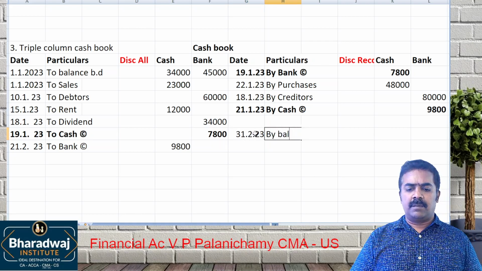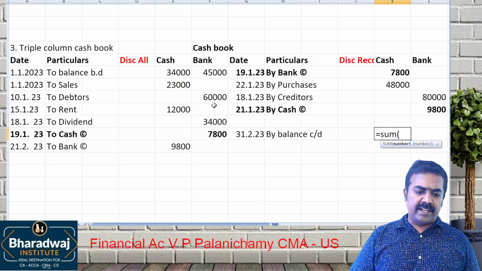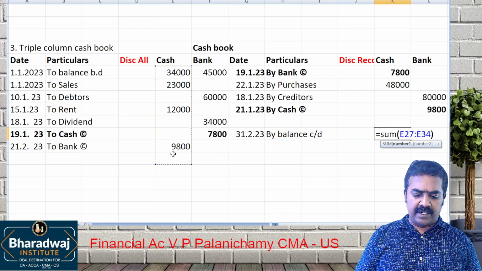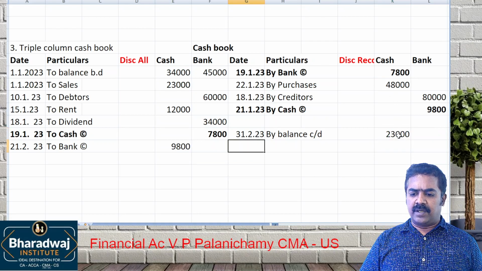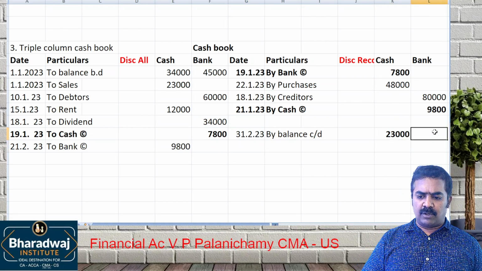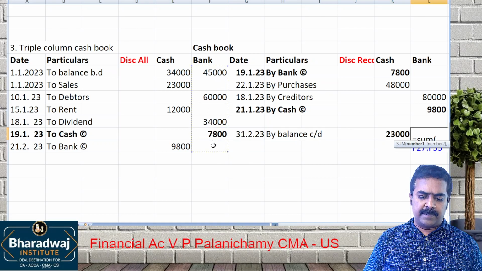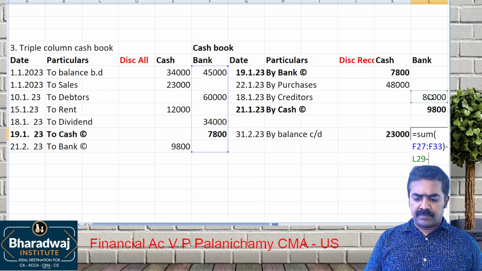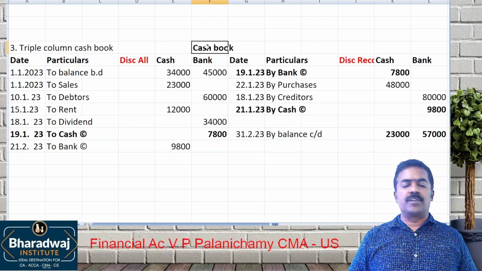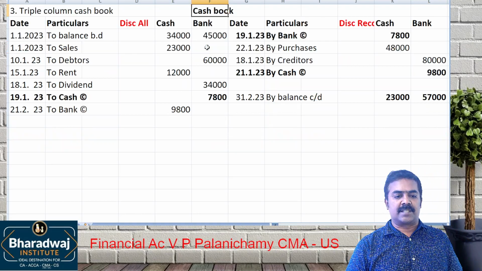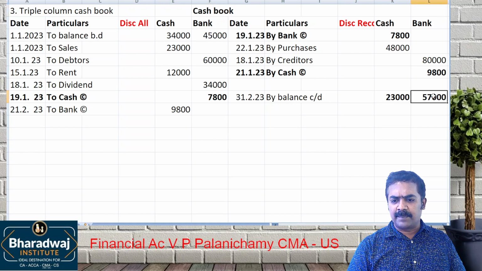We close the balance and we write by balance carried down. By balance carried down, we debit minus credit. Debit minus credit transactions we will do. This is the cash balance, 23,000. In the same way, we arrive at which balance? Bank balance also. We add up all the debits minus credits, we get the bank balance. So this cash book is maintained by whom? Customer. Okay, what is the balance in bank?